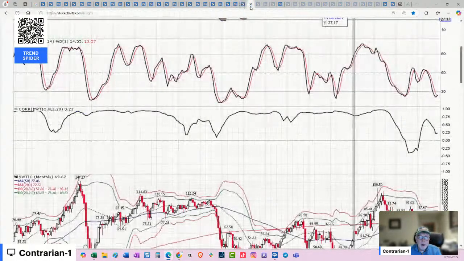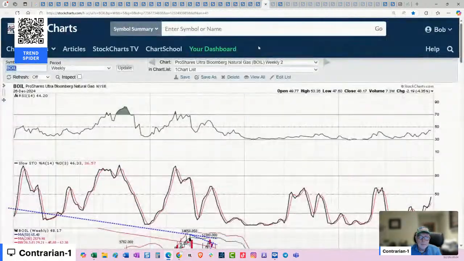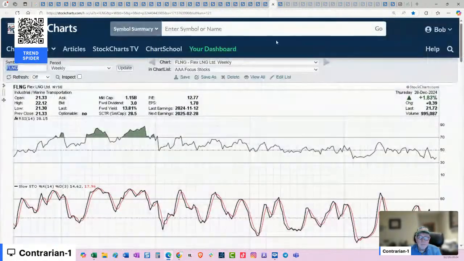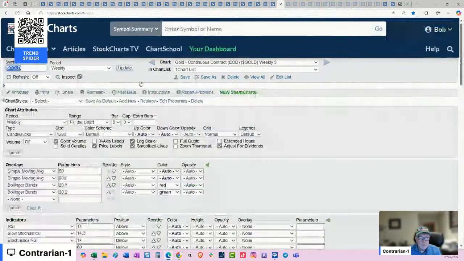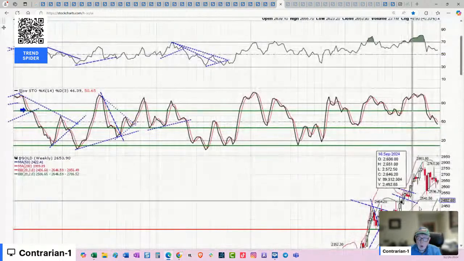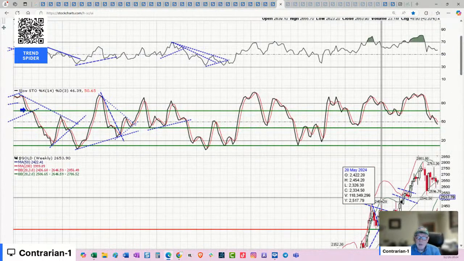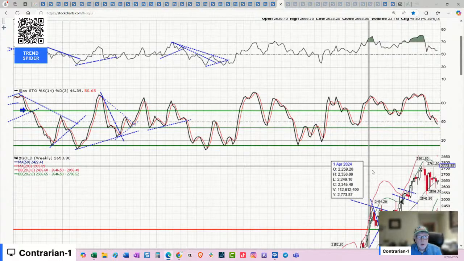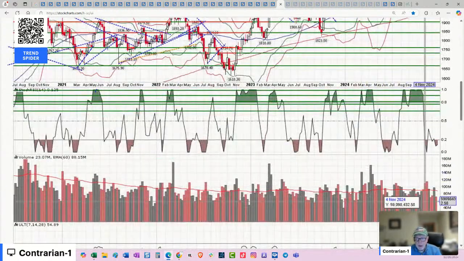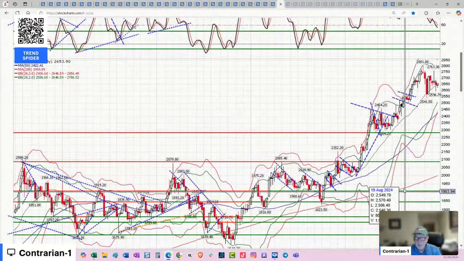Speaking of gold, gold is up on the week. This is firming up nicely. No doubt we're up on thin volume. Yep, very, very thin volume.